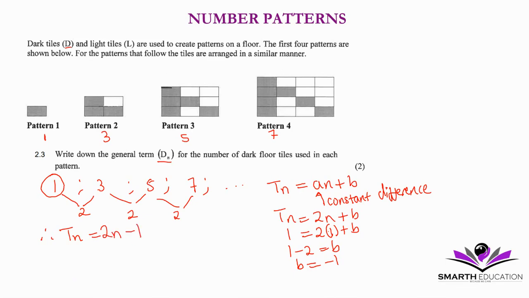Let's check our formula. Term 1, 2 times 1 minus 1 is 1. Term 2, 2 times 2 minus 1 is 3. 2 times 3 minus 1 is 5. 2 times 4 minus 1 is 7.